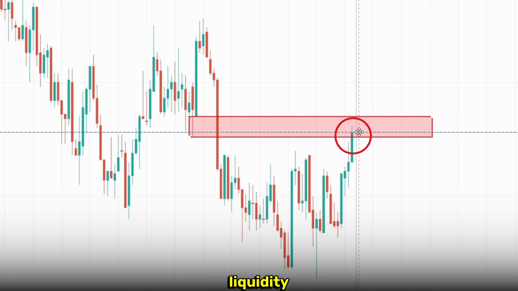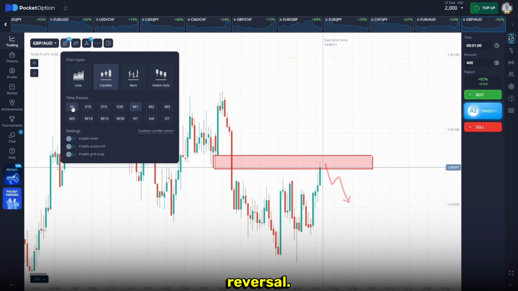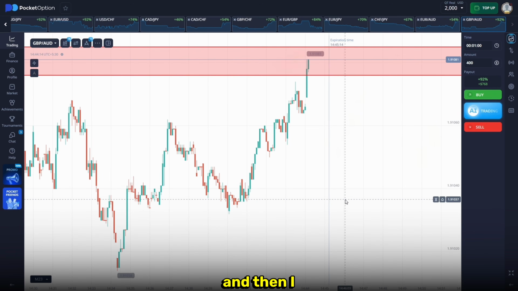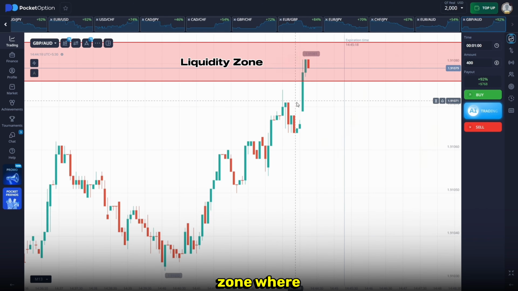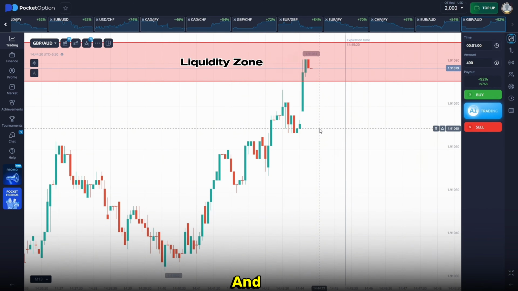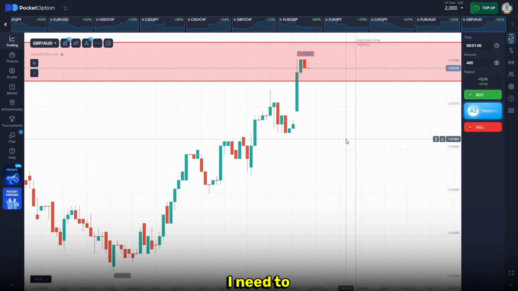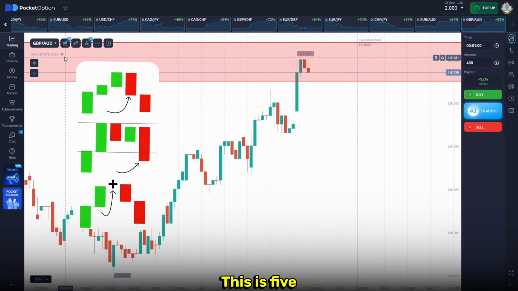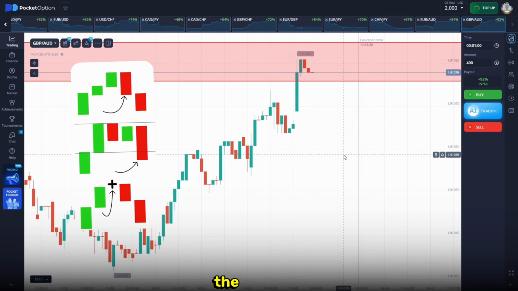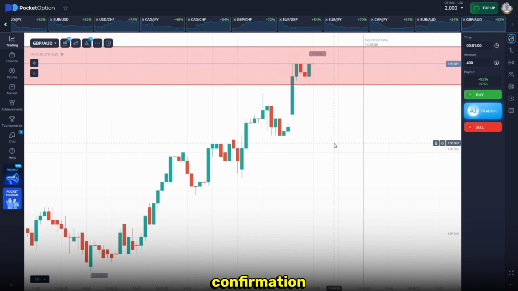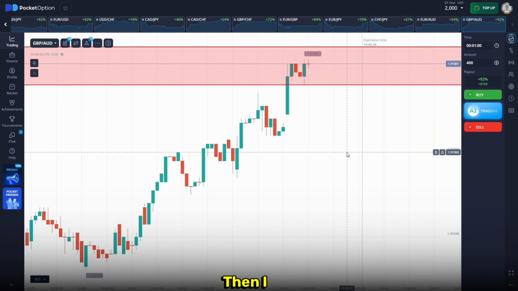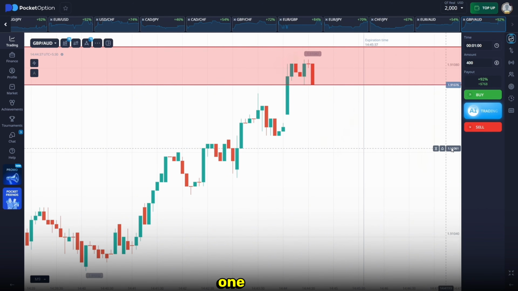Price hit the liquidity zone. I am expecting a reversal. First, I will take a trade and then I will explain the setup and the strategy behind it. This is a liquidity zone where stop losses are available, and I'm expecting a reversal here. I need strong confirmation. This is the 5-second chart. I'm analyzing the chart on the 1-minute time frame, but this 5-second chart is for confirmation purposes. I need strong selling confirmation, then I will place a sell trade for 1 minute expiry.